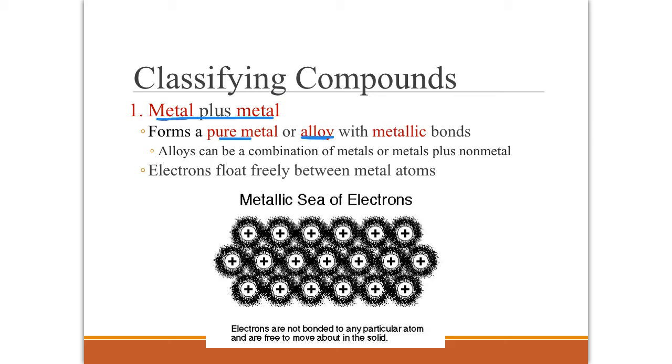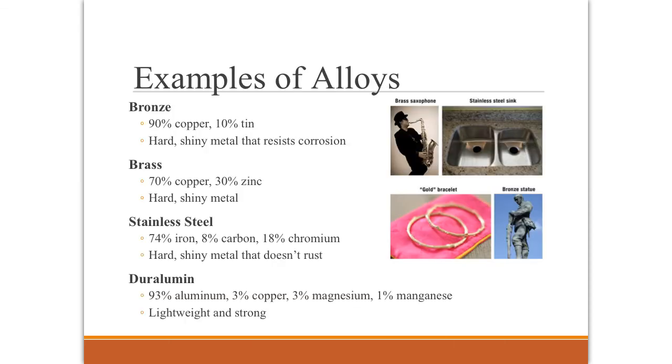The bonds that hold these metals together are known as metallic bonds. And in these metallic bonds, the electrons really float freely between the different atoms. They're not attached to any one in particular, and this is why metals can be so good at conducting electricity. We're not really going to spend a lot of time working with substances that have metallic bonds, but I just wanted to let you know that this was out there. This is one of the categories.